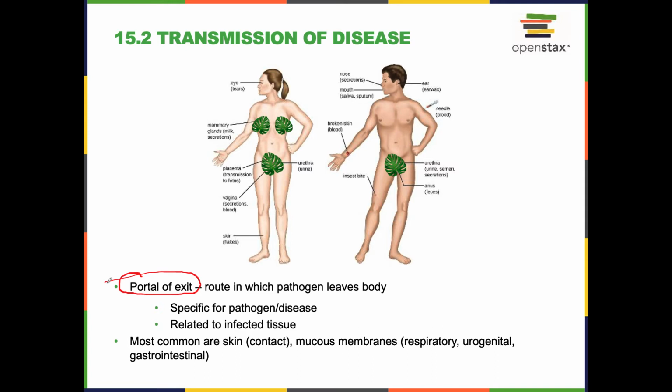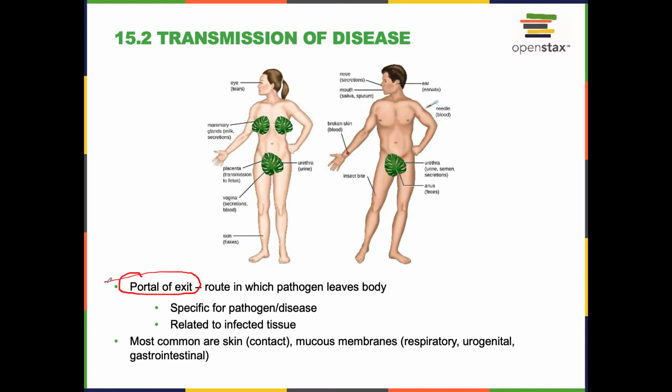Sometimes it's pretty straightforward. You breathe it in, it infects your respiratory tract, and then it leaves through the respiratory tract, coughing, sneezing, whatever, so anything that leaves through breathing. Sometimes it's going to be through a stick, and then it goes to another tissue, and that tissue leads to its transmission. The most common portals of exit are contact through the skin, whether it's some sort of skin infection, or mucous membranes, so any type of GI or urogenital tissue, which leave through that same tissue that they're infecting.